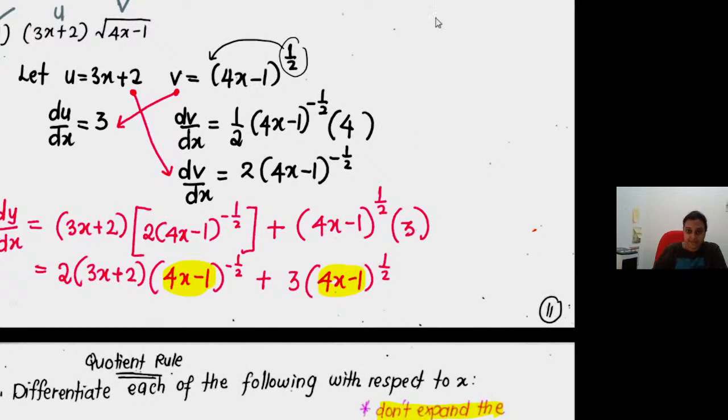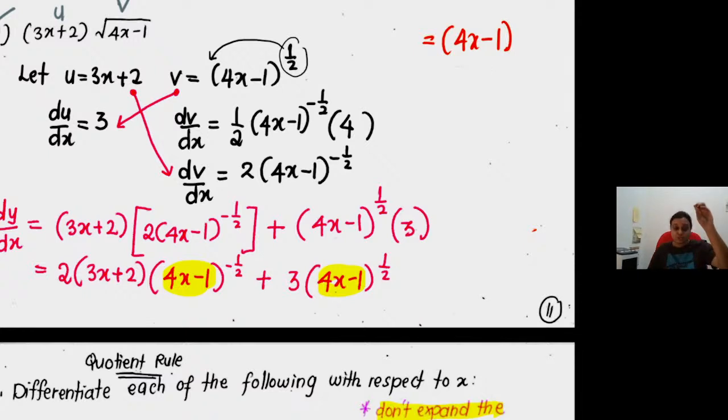Okay, so now I'm going to factor out. See carefully how teacher factors out. When I'm factoring out, take out the value that you want to factor, which is 4x minus 1. Okay, 4x minus 1. Which power should you factor out?